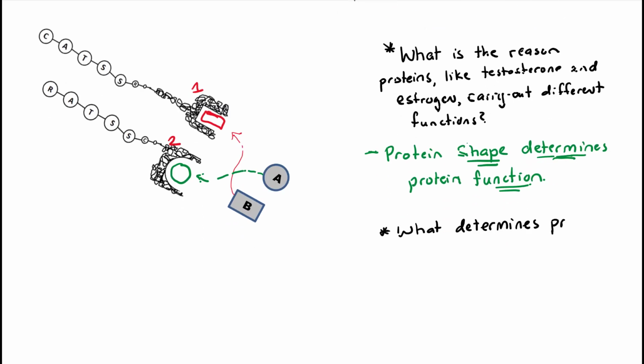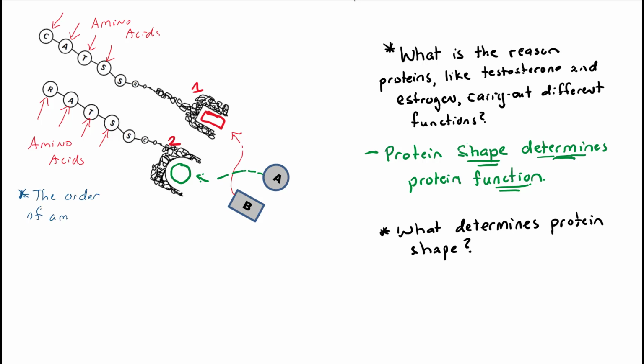So if the shape of the protein determines its function, what determines the shape of the protein? For that, you have to look at the amino acids. The amino acids in 2 are the same letters, or amino acids, as in 1, but the order is rearranged. So the order of the amino acids is different, and a different order of amino acids will give you a different shape. So here's a little protein I'm drawing.